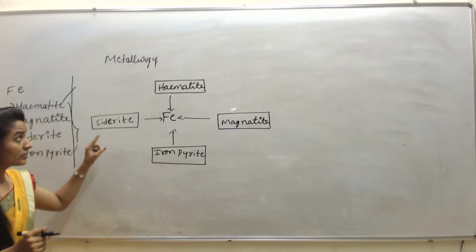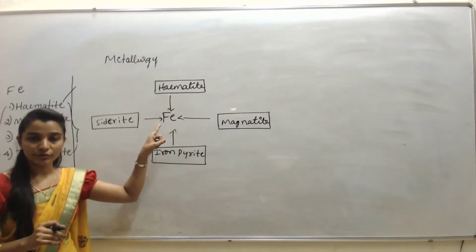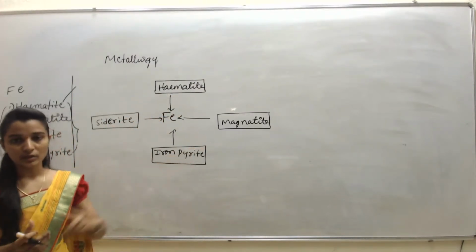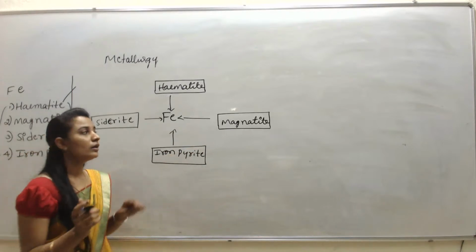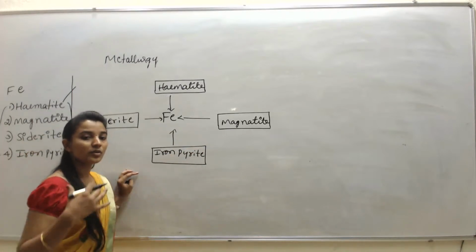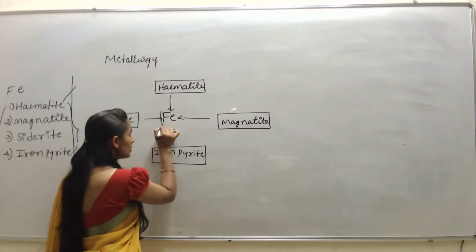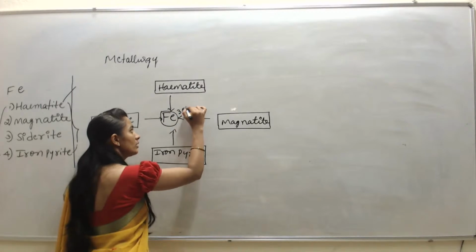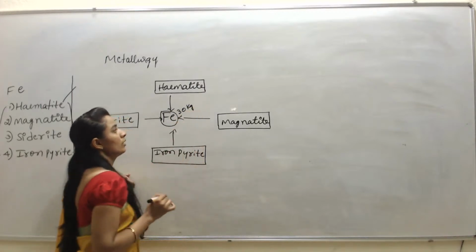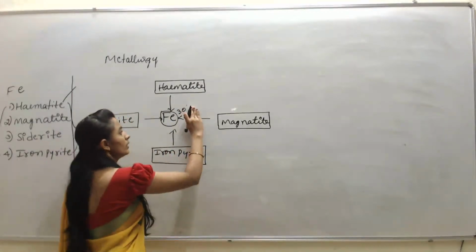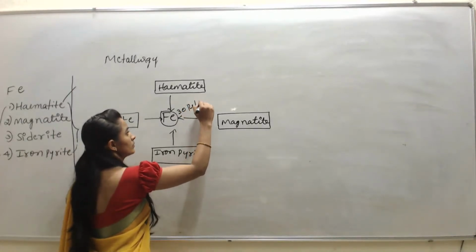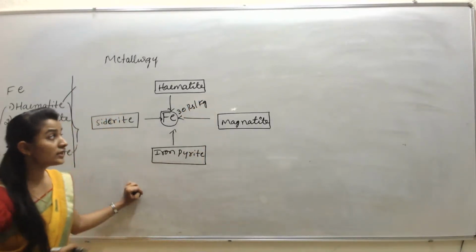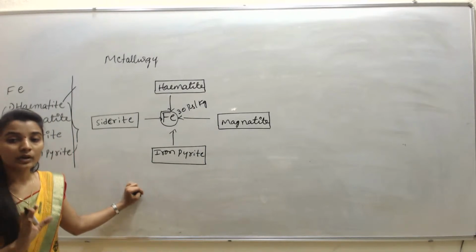Okay, so why do we choose hematite as an ore of iron? Why not these three? Listen, if we check the cost of production or cost of extraction of iron, assume the iron cost is 30 rupees per kg.